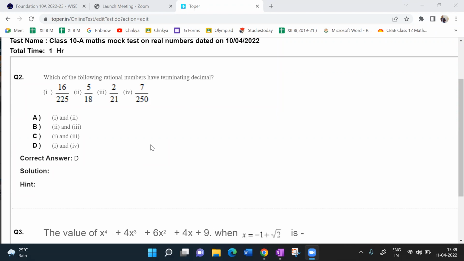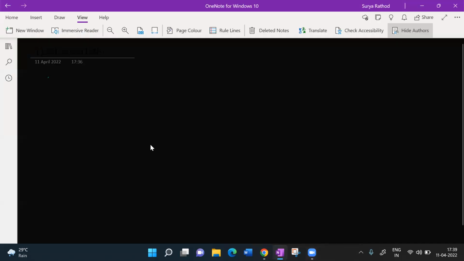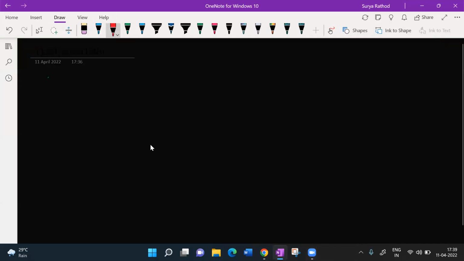So 16 by 225 is terminating, right? No, sir. Since 225 is not a multiple of 2 and 5, it is not possible. It will include 3 as well. So 1 and 4 are given. Yes, sir, 1 and 4. That's given. So only 4 is possible.